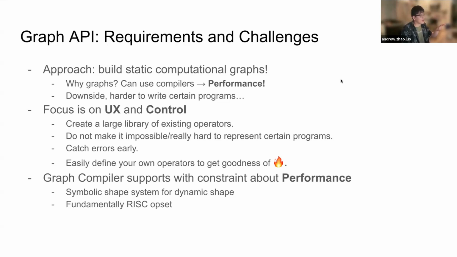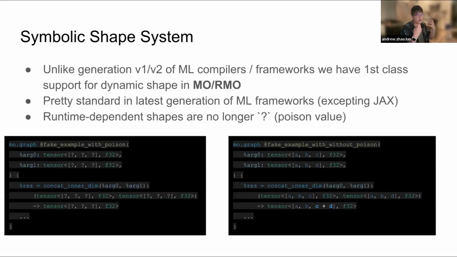And what I've done in this set of slides is I've also listed some key considerations for both the Graph API and Graph Compiler. The first one I'll talk about is this idea of symbolic shape system, which is a pretty important part of both the Graph API and the Graph Compiler. So the way I'll talk about this is I'll get on my soapbox and just say that previous generations of ML frameworks and compilers maybe did not have the best support for dynamically shaped tensors within their stacks. For example, it was very common in older frameworks to represent values which were dependent on runtime as these question marks.